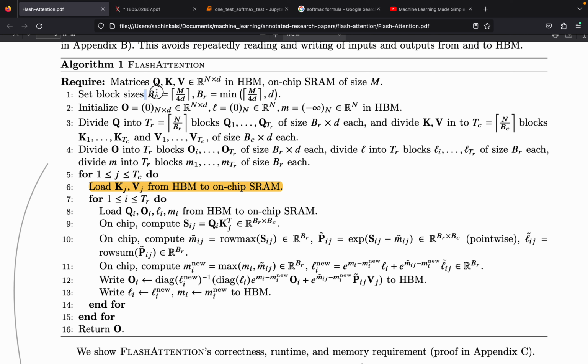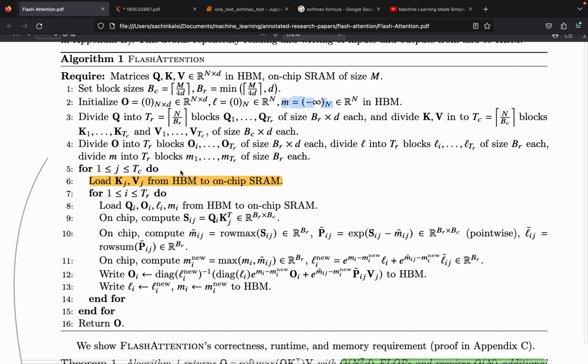So after finding the sizes of the blocks, we will divide Q, K and V accordingly, and similarly we also need to divide the variables as well, right? We also divide O, and also we will divide L, and we also divide M, right? If you are getting confused about what I'm saying by L and M, please be with me for the next 10 minutes, everything will be crystal clear.